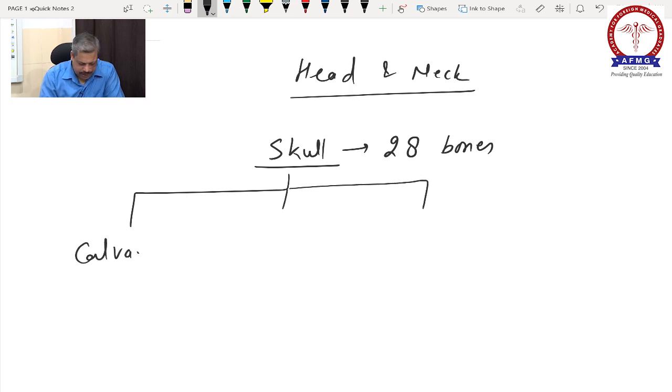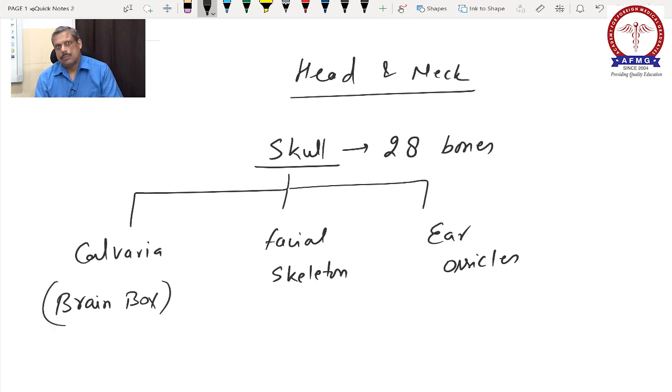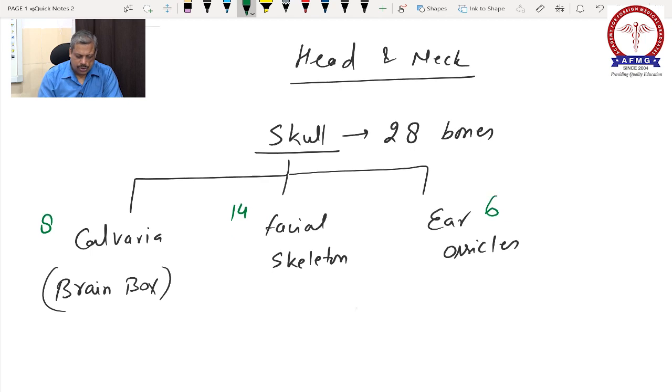Number 1, calvaria. Number 2, facial skeleton, and number 3 is ear ossicles. So calvaria, it means the brain box. Our brain is covered, closed by the bones all around. So these bones are known as the calvaria. It contains 8 bones. Facial skeleton, the bones in our face, these are 14 in number, and the ear ossicles, these are 6. So these are the total 28 bones.